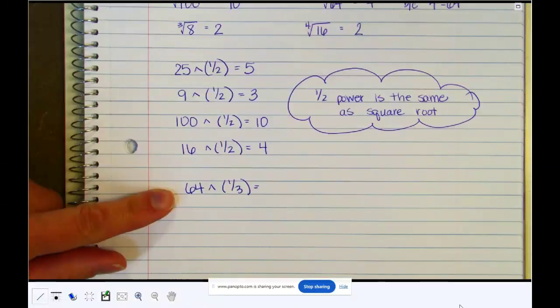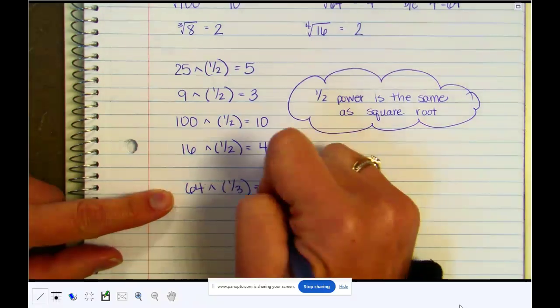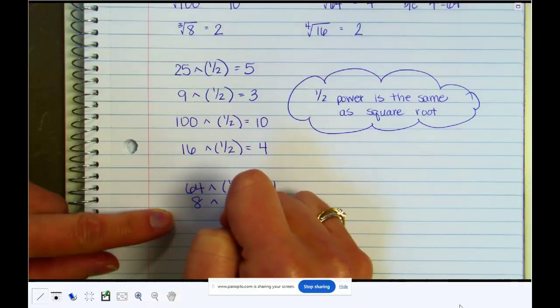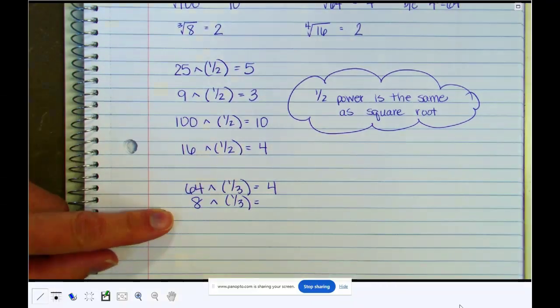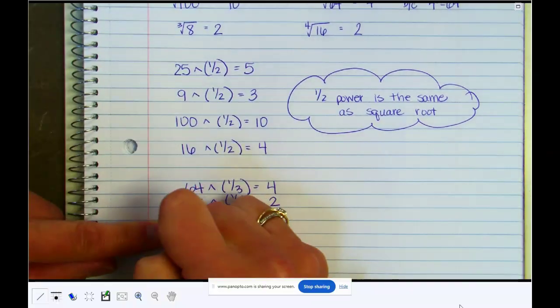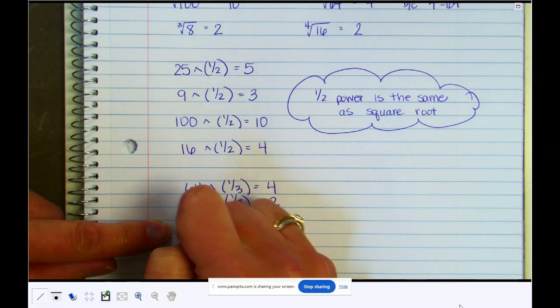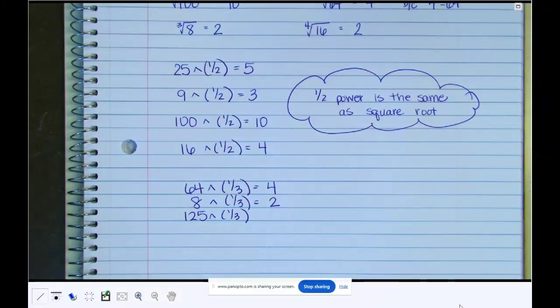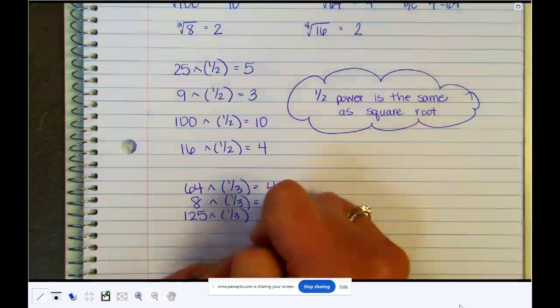Okay, 64 to the 1/3 power is 4. Okay, try 8 to the 1/3 power. 8 to the 1/3 power is 2. So 125 to the 1/3 power? 5. Now, here's my question.